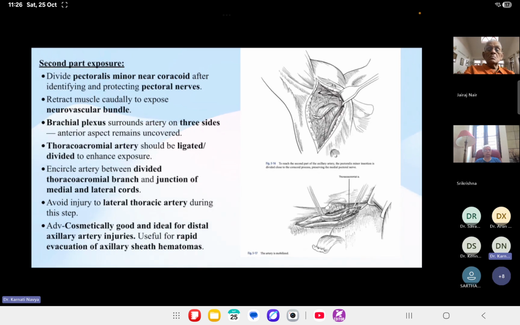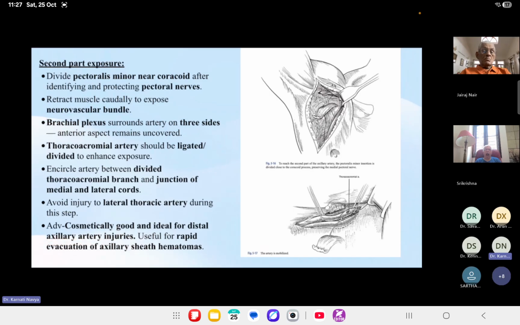Then the second part exposure: divide the pectoralis minor muscle near the coracoid after identifying and protecting the pectoral nerves. Then retract the muscle caudally to expose the neurovascular bundle. The brachial plexus surrounds the artery on three sides, the anterior aspect usually remains uncovered, and the thoracoacromial artery should be ligated or divided to give a better exposure.